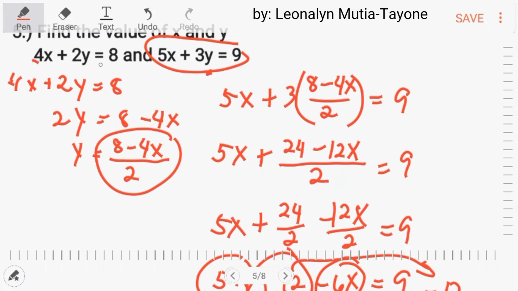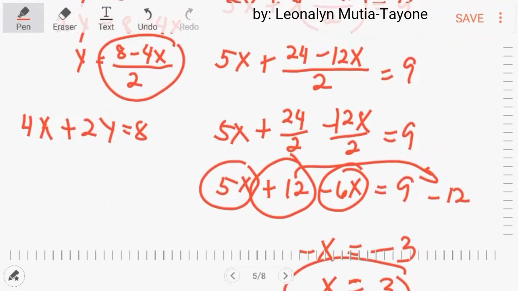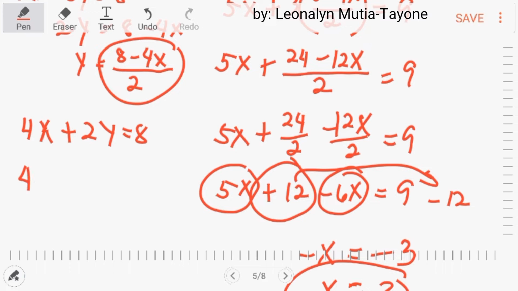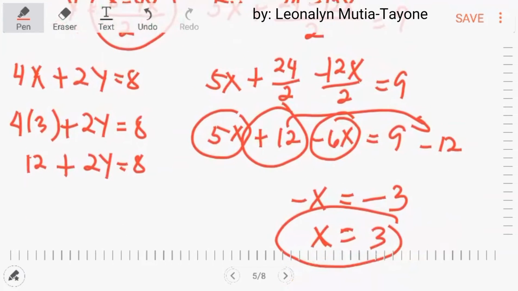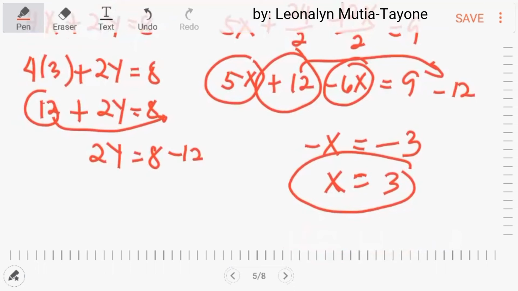So, mag-choose lang tayo sa equation dito to find out the equivalent of y. 4x plus 2y equals 8. So, ang x natin ay 3. 4 times 3 plus 2y equals 8. 12 plus 2y equals 8. And then, i-isolate natin ito, transpose natin ito sa kabila, and that will be negative 12.